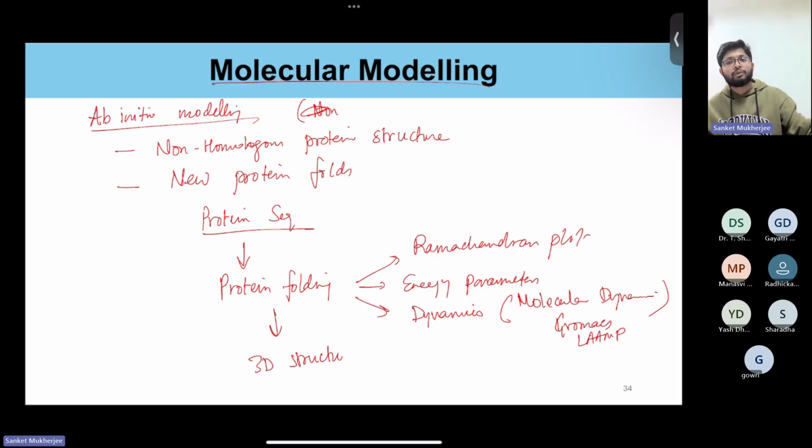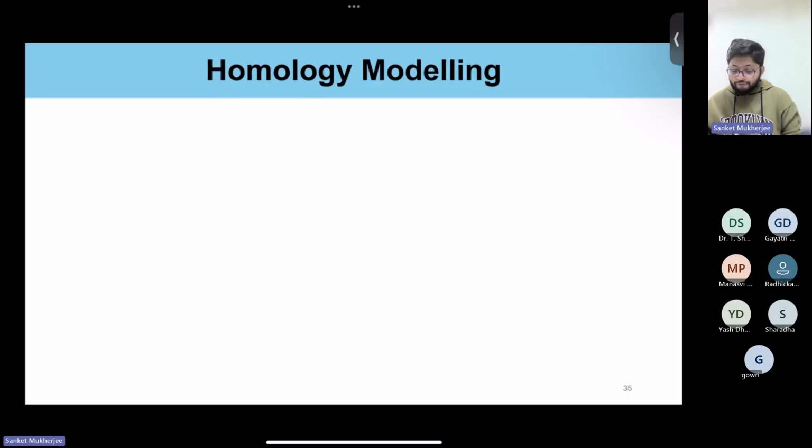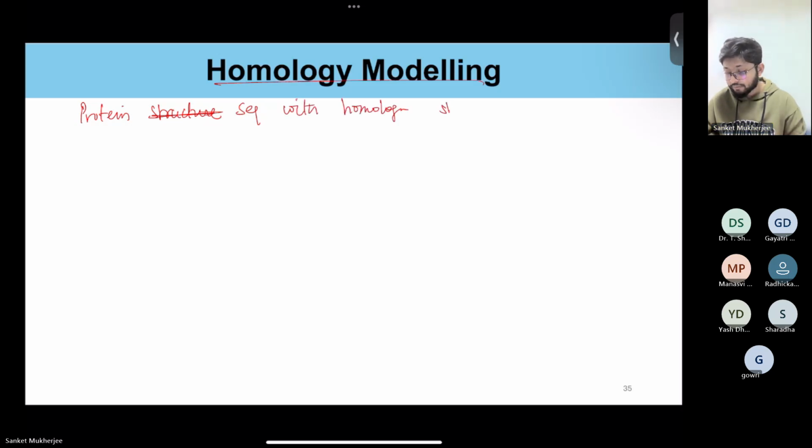Right? That is how it is done. If a homologous protein is known, then we go for homology modeling, right? So in this case, the protein sequence with homologous structure is reported in the database.